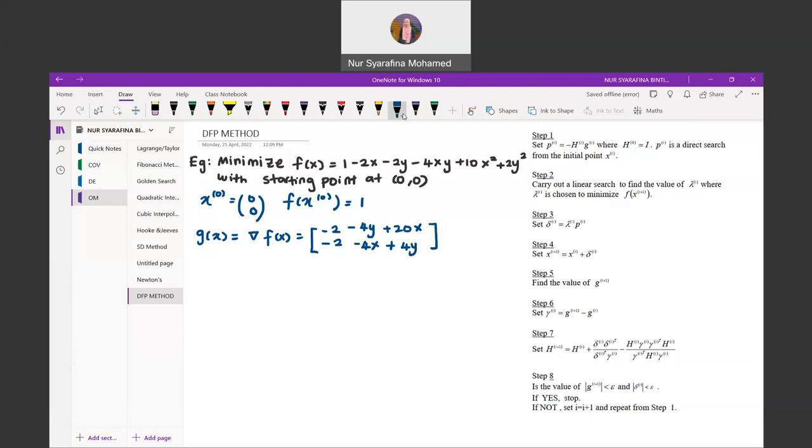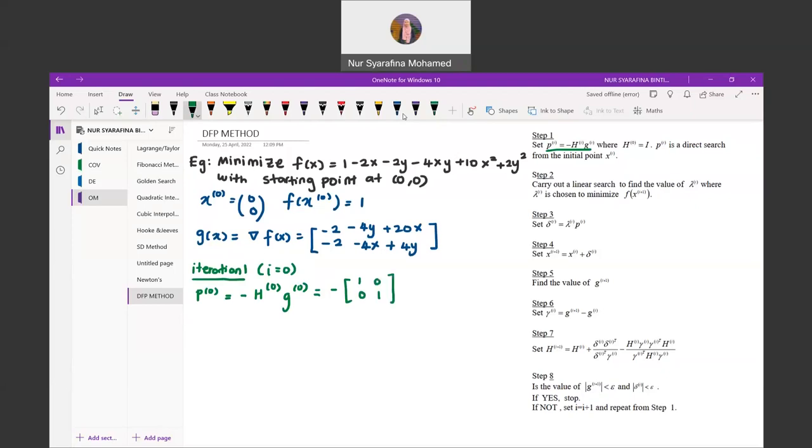So this is g(x). Now let's start the iteration. In iteration number 1, you have to find your p naught. Start with i equals 0. Your p naught equals negative H naught times g naught. What is H naught? Remember, H naught always starts with identity. Here we have two variables, so we should have a 2 by 2 identity matrix.